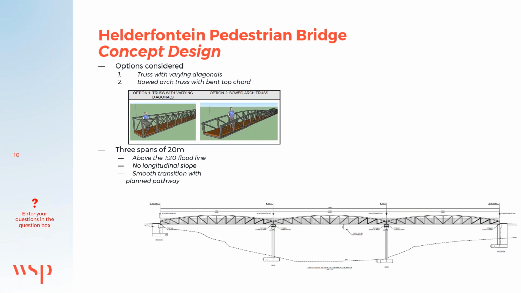We then opted for 3 spans of 20 meters. This allowed for the bridge to be above the 1 in 20 flood line. This also allowed for no longitudinal slope of the bridge, which in turn allowed for a smooth transition with a planned pathway on either side of the river.